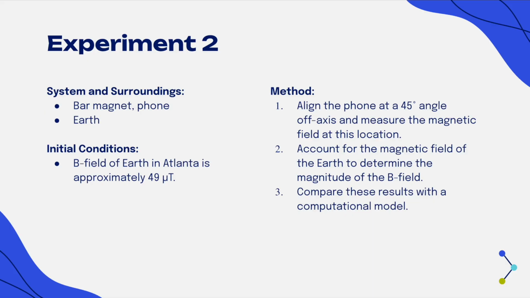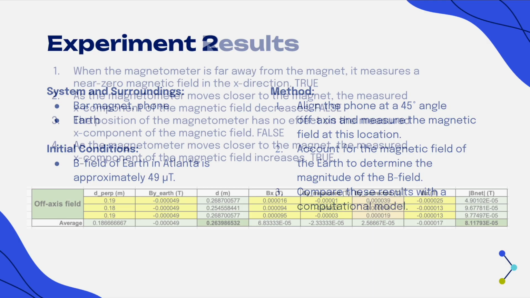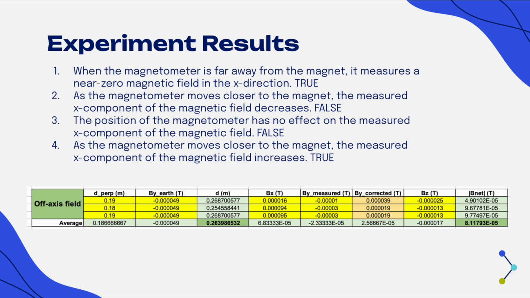For this experiment, we also used the bar magnet and the phone. The surroundings were also the Earth. We aligned the phone at a 45-degree angle off axis and measured the magnetic field at this location, and compared those to the following computational model. These are our numbers for the off-axis field, represented here below. They don't really have much meaning until we compare them with the code.